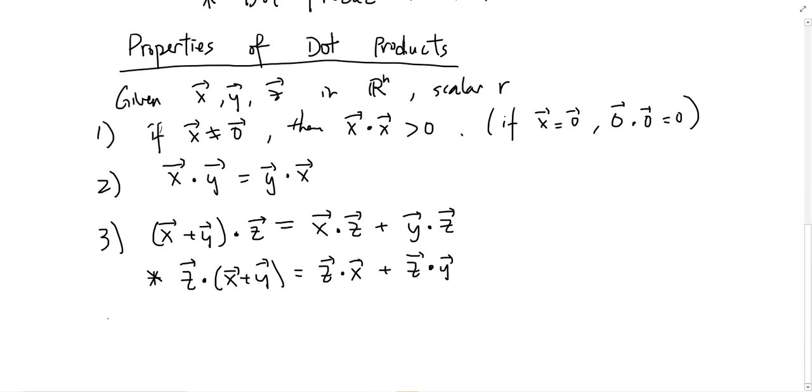Number 4. If I take a scalar and multiply it by a vector, and then take the dot product with another vector, that actually gives the same result as if you just take the dot product between the two vectors and then multiply by the scalar. And this is also exactly the same as if you do this.